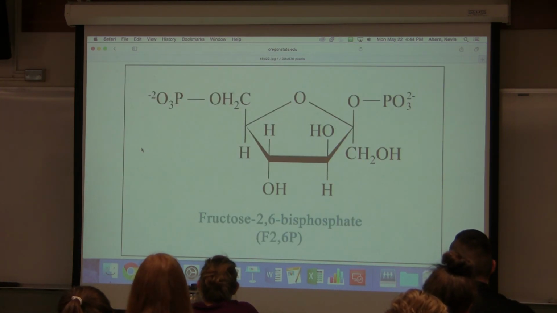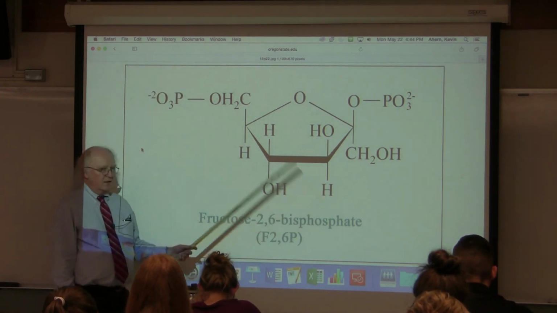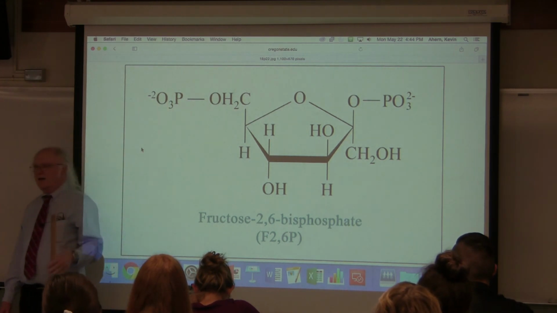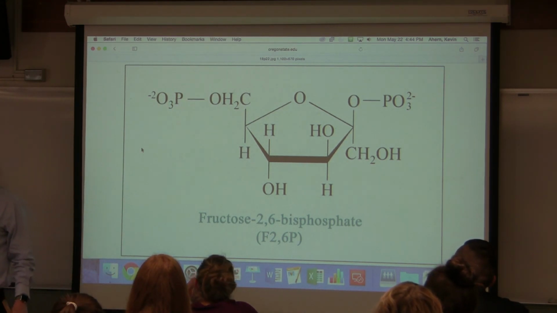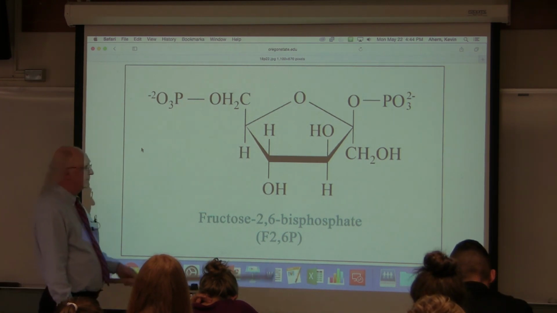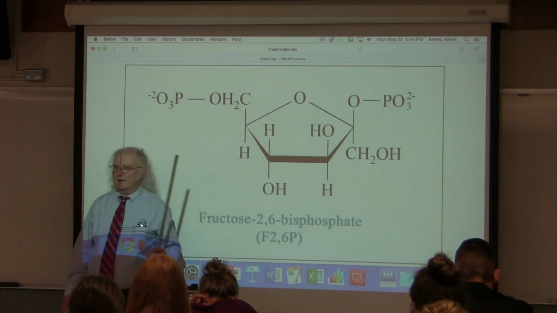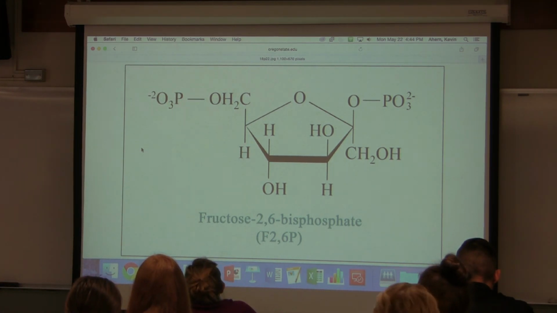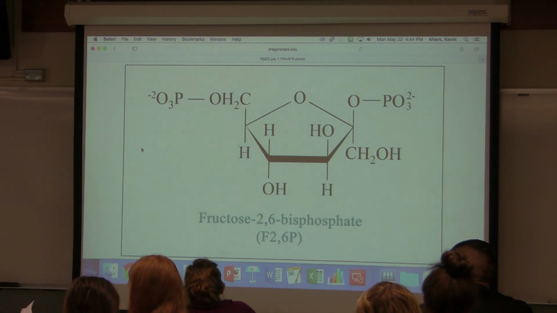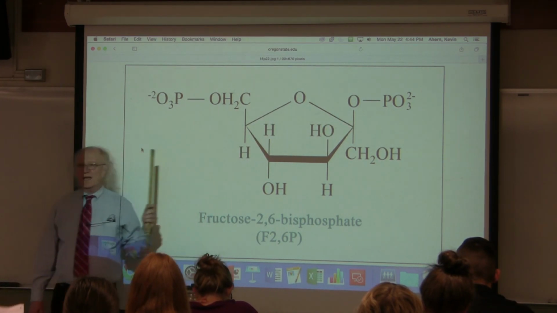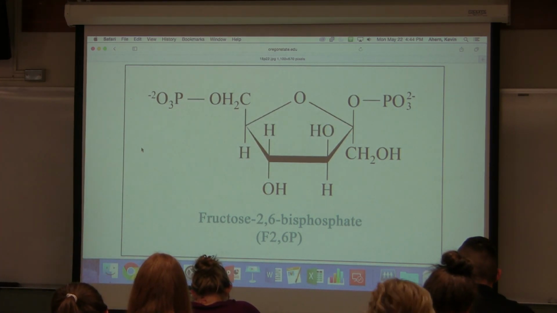I told you I'd tell you about F26BP. Here it is. It sounds like it's an intermediate in glycolysis. It's not. F16BP is, F26BP is not. Don't worry about how it's made. Everybody gets all worried about how you make it. An enzyme catalyzes its formation. Does that tell you anything? Okay, don't worry about it. It's not made in glycolysis. It's made elsewhere. This molecule, however, turns out to regulate glycolysis very well.